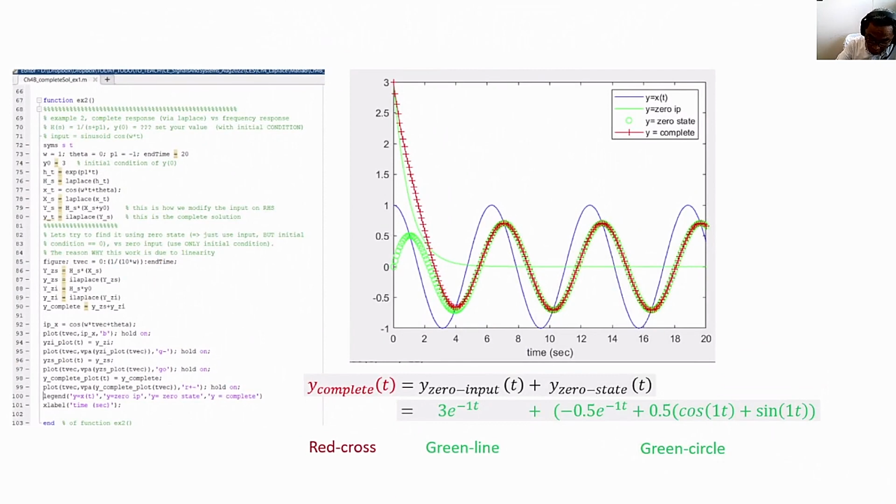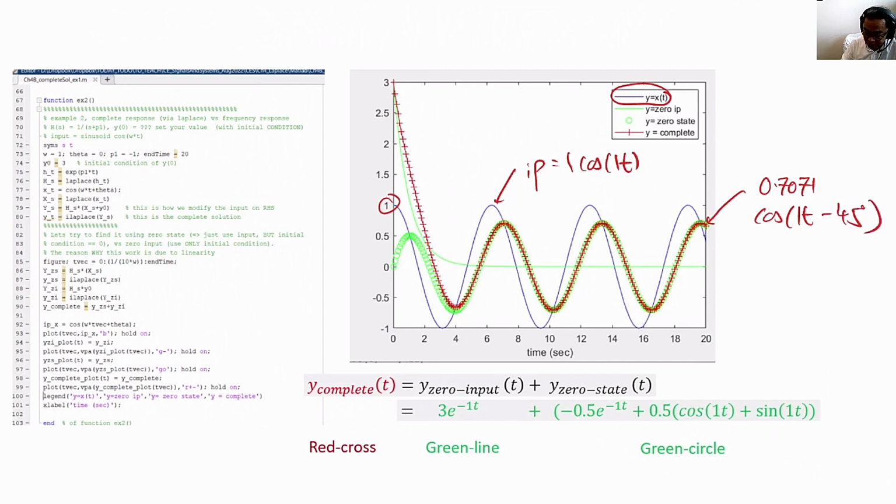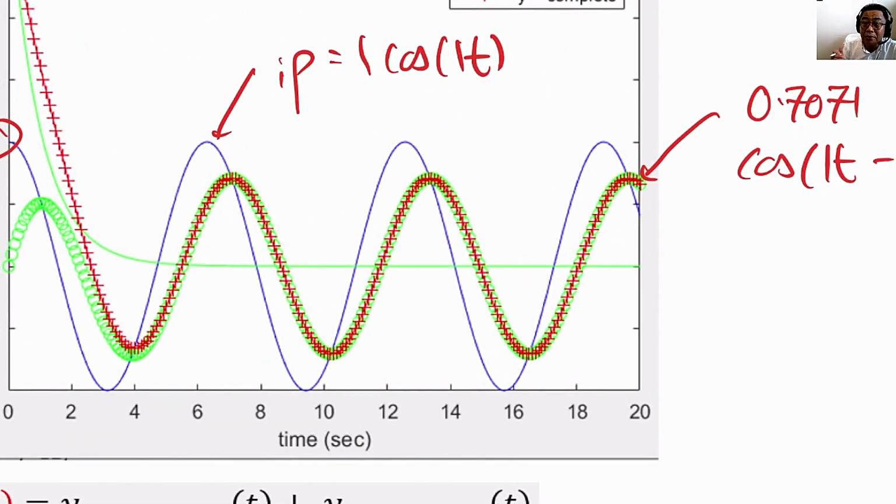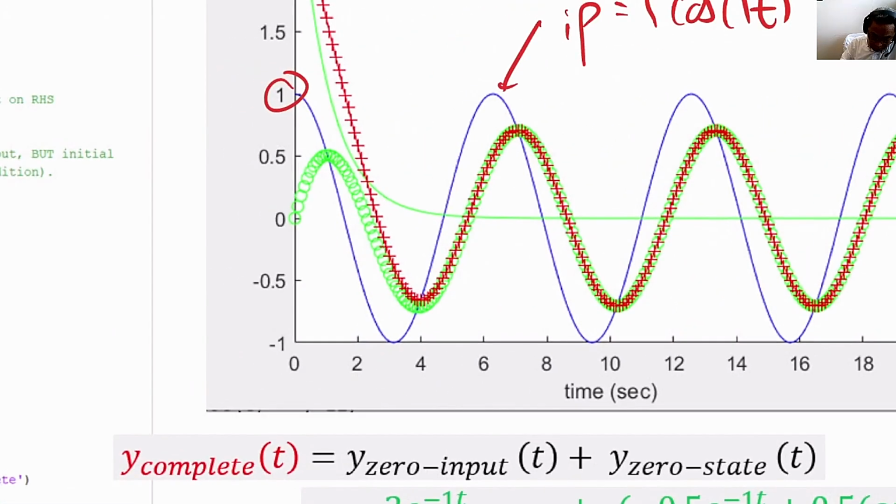The blue is due to the input. So again, the input is 1 cosine 1t. The final output, the red cross here, is 0.7071 cosine 1t minus 45 degrees. It goes on forever as long as the blue line comes. What about the two transient responses?